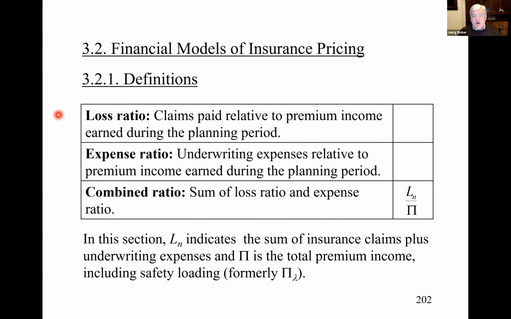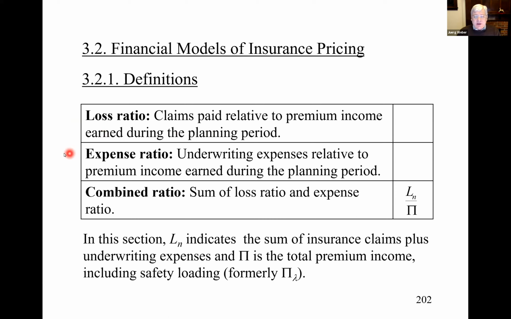The loss ratio is the insurance claims relative to the premium income earned by the insurance company. The insurance claims are the payments that the insurance company must make to the insurance buyers when those insurance buyers suffer some losses, as for example, a house fire or a car accident and so on. Also, let's assume that the planning horizon is 1 year.